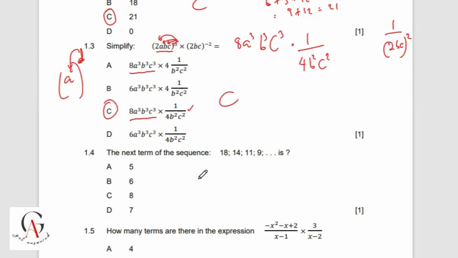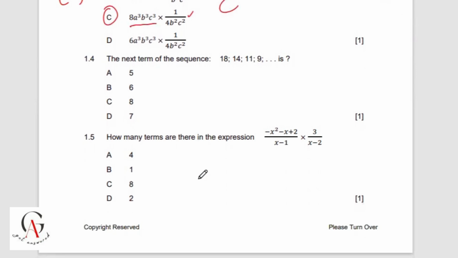All right. Then 1.4, they want us to get the next term in the sequence. What I'm seeing is that this is 18. If we subtract a 4, it becomes 14. Then if we subtract a 3, it becomes 11. We subtracted 2, it becomes a 9. These are subtractions. Then we're going to subtract a 1, and that will give us 8. So option C again is the answer.